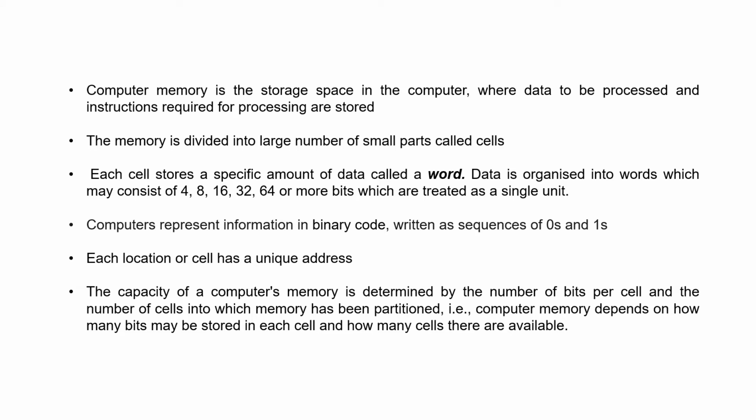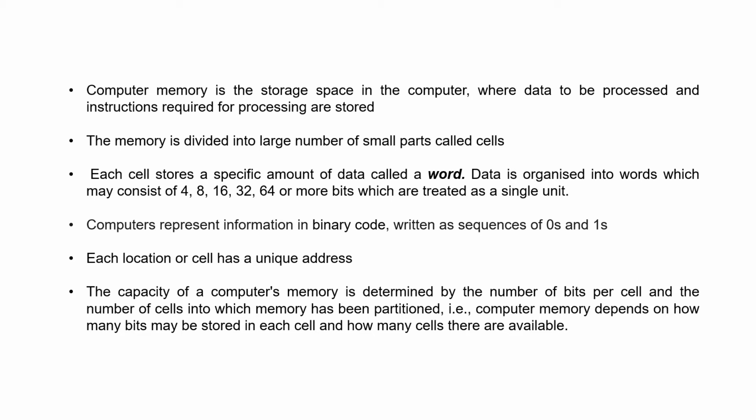Each cell stores a specific amount of data that is called a word. Data is organized into words, which may consist of 4, 8, 16, 32, 64 or more bits, which are treated as a single unit. You may think, what is a bit? Computers normally represent information in binary code, that is, sequences of zeros and ones. These are called bits. Each location or cell has a unique address.